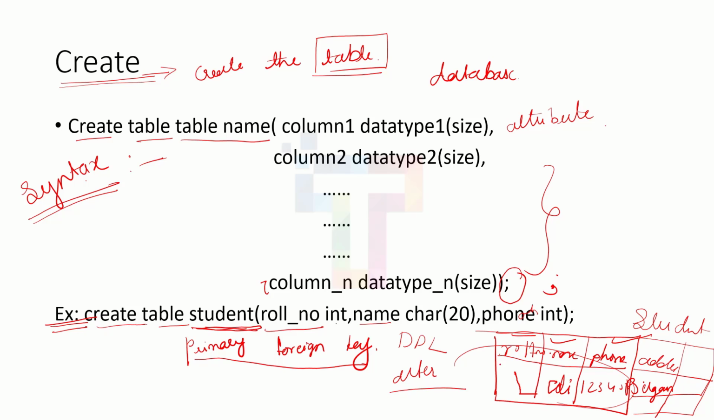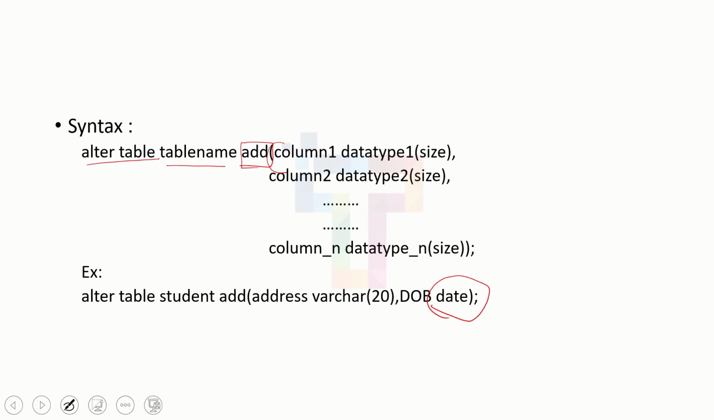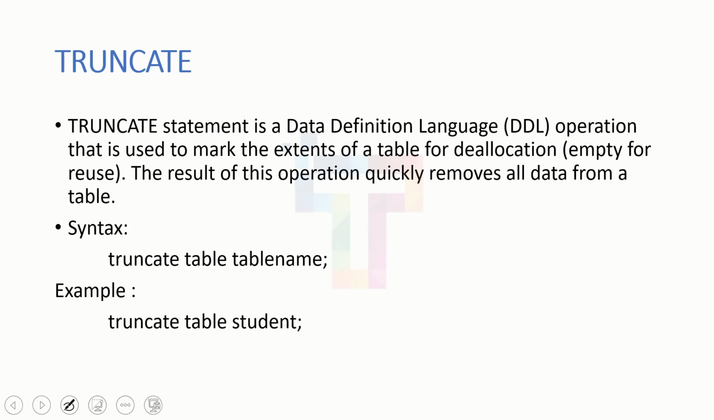So if I want to delete the data from the table, I want a table but I don't want this data, I want an empty table, then what I'll do is I'll use truncate table. Truncate statement is a DDL operation that is used to mark the extent of a table for deallocation, means it will empty the table for reusability. The result of this operation quickly removes all the data from the table. Truncate table, table name, truncate table student.